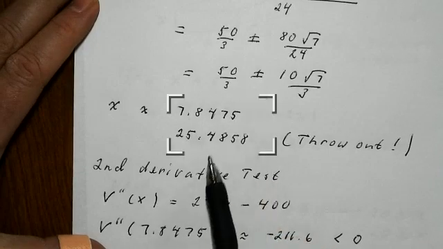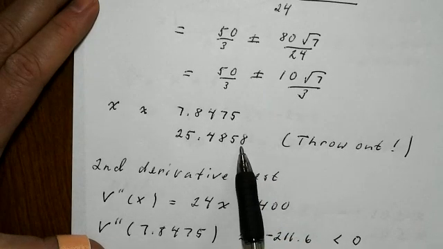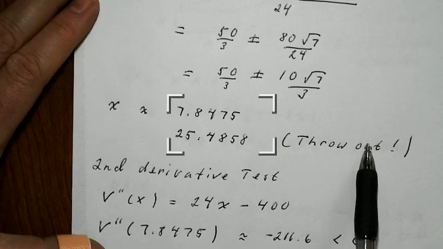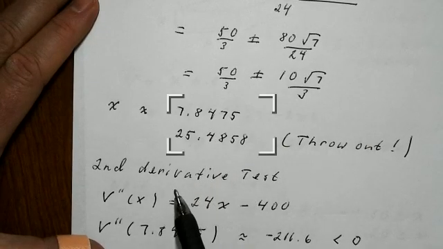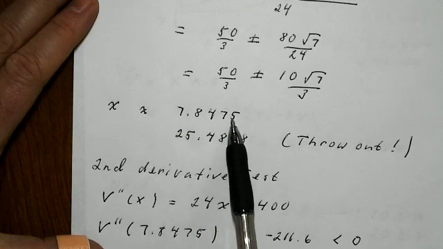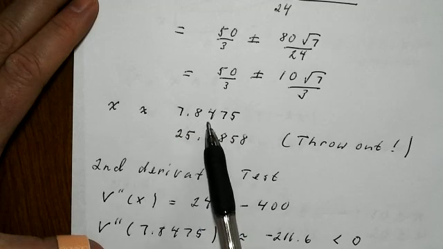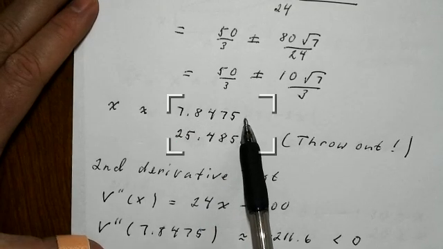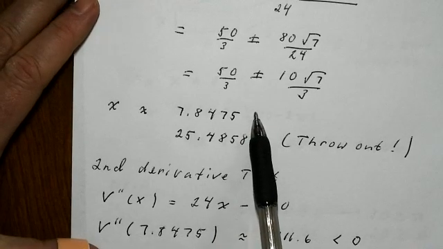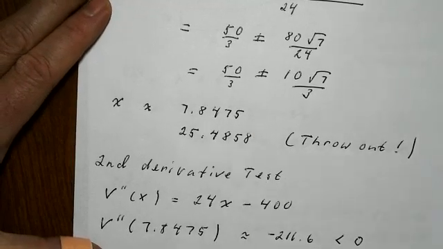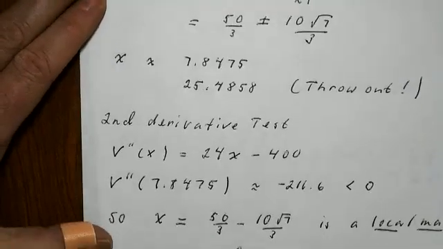If we use the plus value, we get 25.4858. Now we have to throw that out because, of course, x has to be less than 20. We discussed that a moment ago. So that means the only critical value is 7.8475. We don't know whether that corresponds to a maxima or minima, so we have to do something else. Perhaps use the first derivative test, or in this case, I'm going to use the second derivative test.